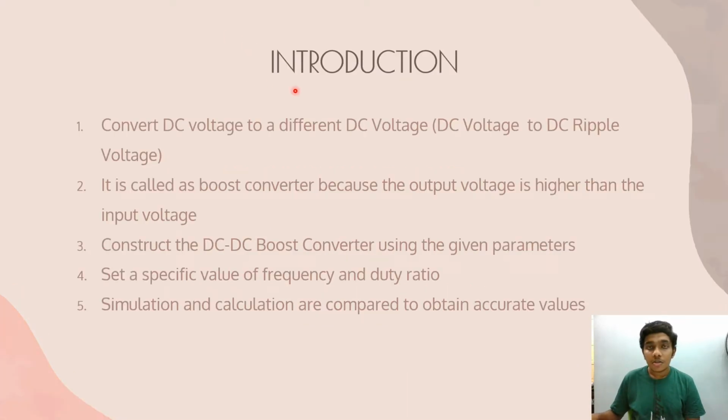So this is our introduction. Firstly, convert DC voltage to a different DC voltage. Our input is DC voltage and the output that we want is DC voltage with ripple. Secondly, it is called a boost converter because the output voltage is higher than the input voltage. Then construct the DC-DC boost converter using the given parameters, and set a specific value of frequency and duty ratio.